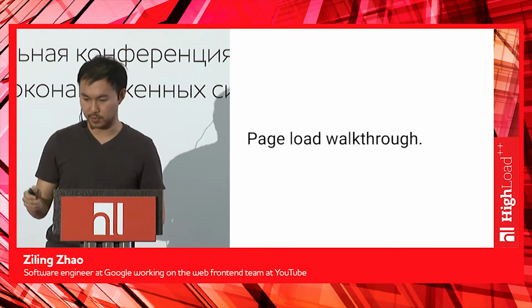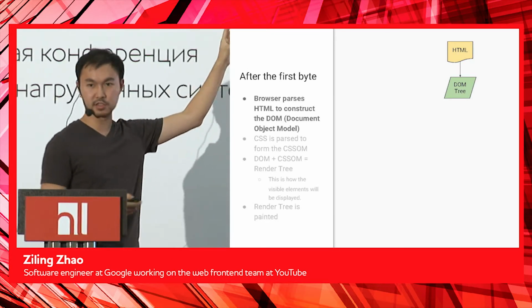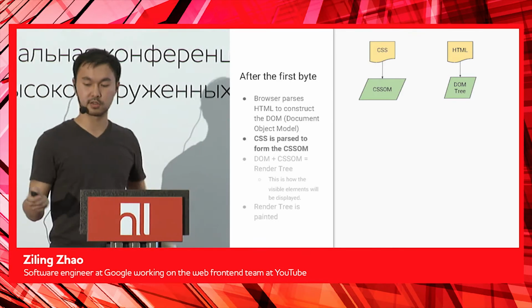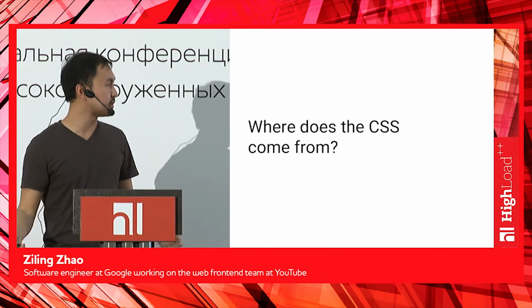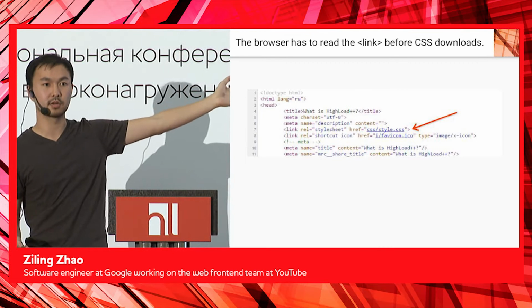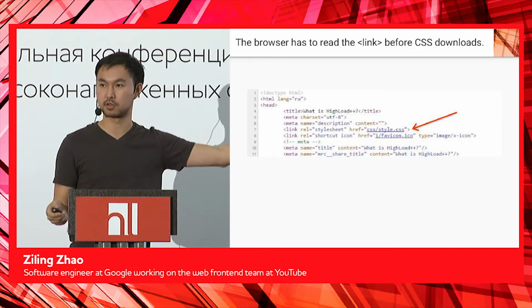So let's walk through a page load. What happens? Well, you get the HTML document. The document is turned into a DOM tree. That's what the parser does. And of course, CSS is turned into a CSS object model. But where does that CSS come from? Well, typically, we have our CSS as a link here, right? So we don't actually see the CSS until the parser starts running through your HTML.